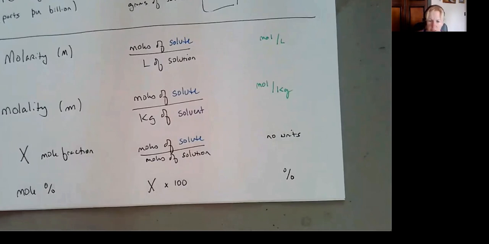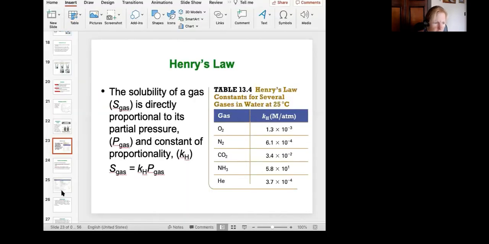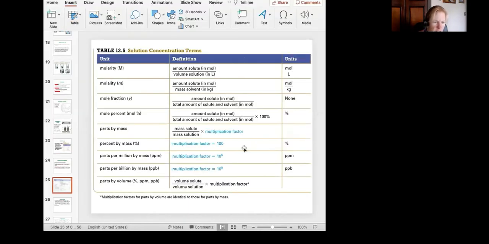I'm just going to pull up the slide here. There's a table in your book that also works all this out. Okay, so here you see molarity, molality, mole fraction, mole percent, and then these are all those ones that we started with. All right, so we will end there, and this concludes all the material we're going to cover. Then we're going to start talking about colligative properties and vapor pressure and all kinds of new stuff that you haven't been exposed to yet.